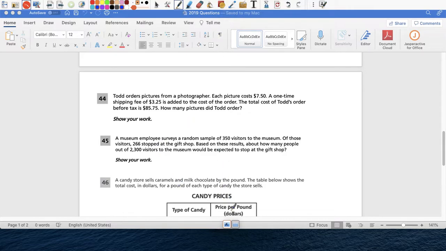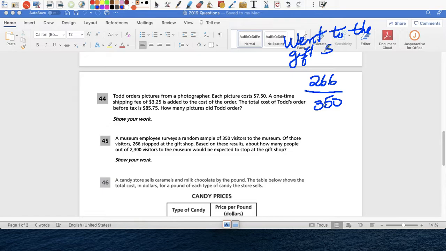Number 45, museum employee. Well, I remember this question. So he surveys 350 people, random people. Of those visitors, 266 stopped at a gift shop. So he took a little sample, and in his sample, 266 people out of the 350 people went to the gift shop. Now he wants to know, well, today we're going to have about 2,300 visitors. How many of those should we expect to go to the gift shop?